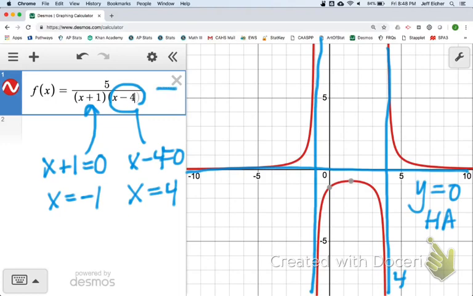There was no adding or subtracting out here, so there was no vertical shift, so it should be where we would expect it to be. The domain would be all reals except those two numbers, and the range would be all reals except 0. So that's the function for number 13, I think it was.